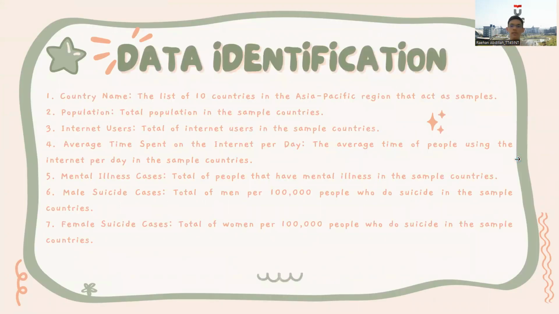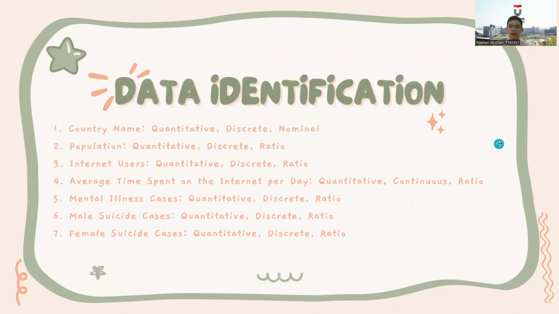So these are our data identification. We have seven variables here, mainly country name, population, internet users, average time spent on the internet per day, mental illness cases, and male and female suicide cases. Next, we have our data identification here, mainly the category of each data.